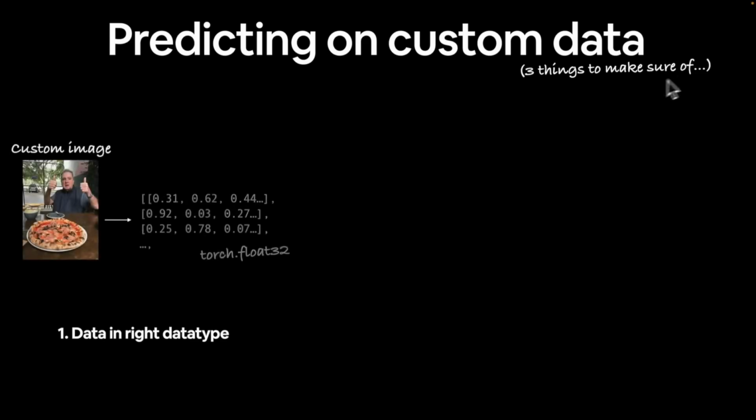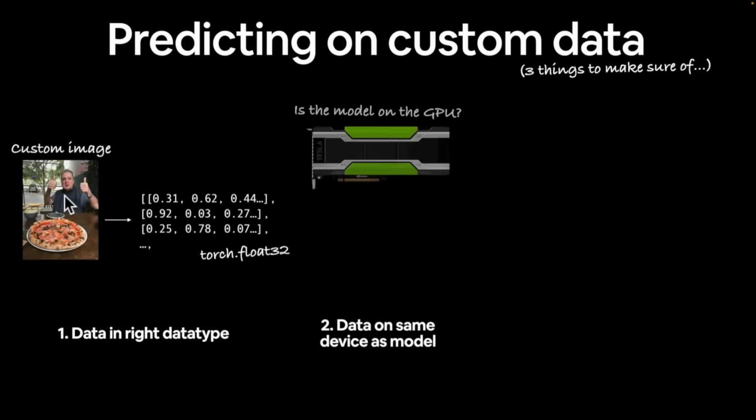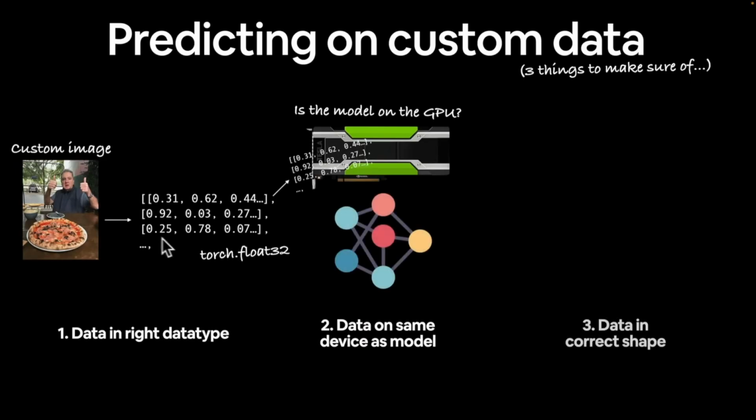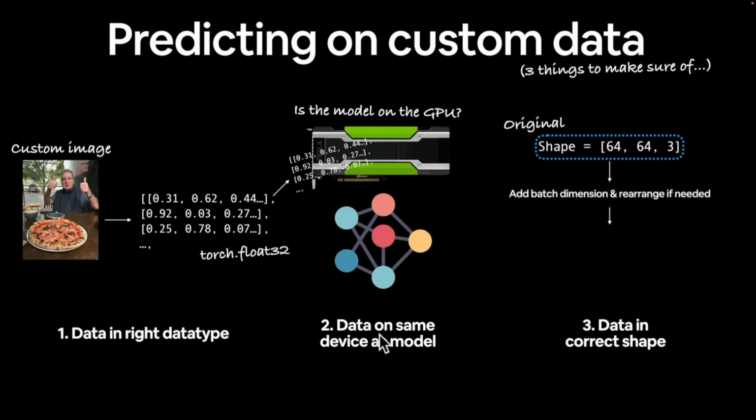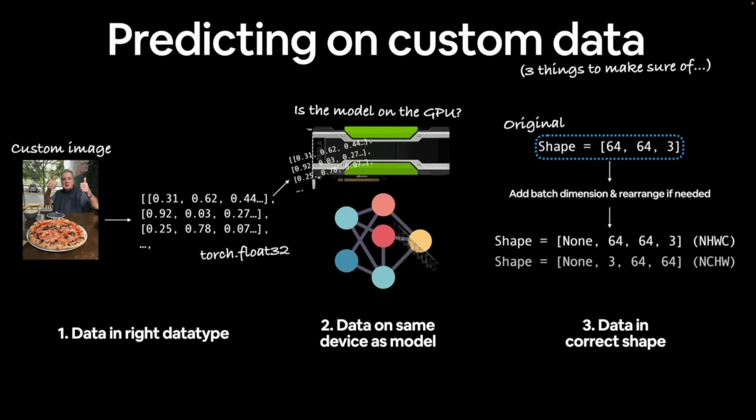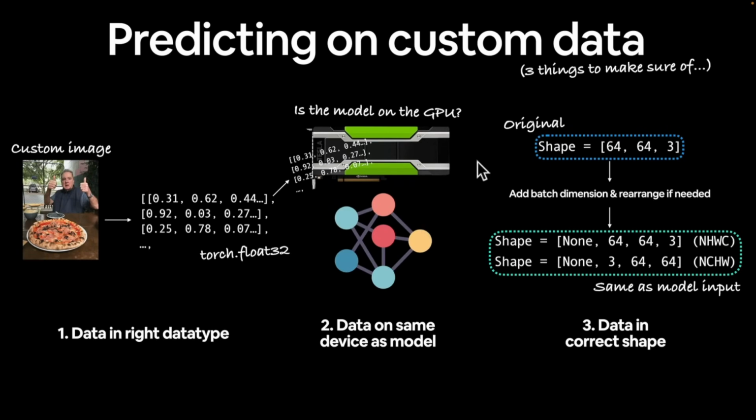Predicting on custom data. These are 3 things to make sure of regardless of whether you're using images, text, or audio. Make sure your data is in the right data type. In our case, it was torch float 32. Make sure your data is on the same device as the model. So we had to put our custom image to the GPU, which was where our model also lived. And then we had to make sure our data was in the correct shape.